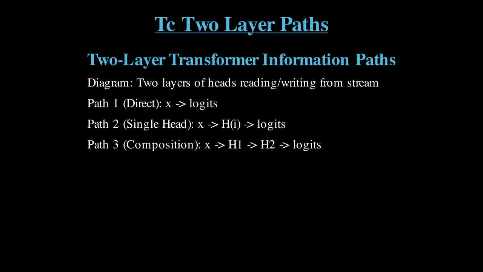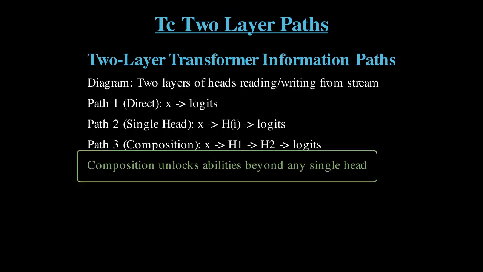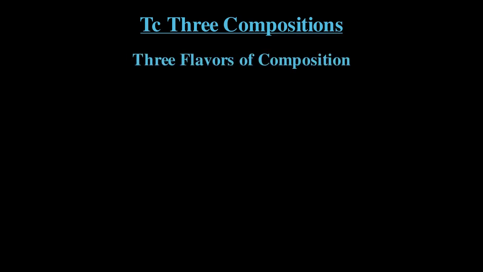This composition of 2 heads unlocks computational abilities impossible for any single head alone. It's a qualitative leap in expressive power. When a downstream head, H2, reads the output of an upstream head, H1, what does that mean? The interaction happens through the matrix multiplications inside H2, giving us three distinct flavors of composition.